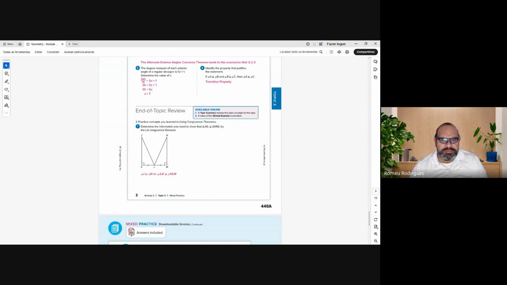And this one here, determine the information you need, JKL and NML by the LA congruence theorem. And here, that's the information you need. Let's pause, go to the next one.